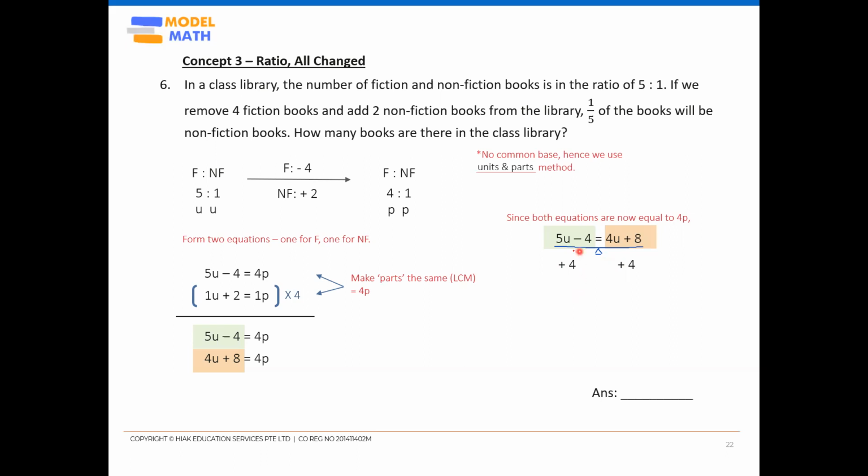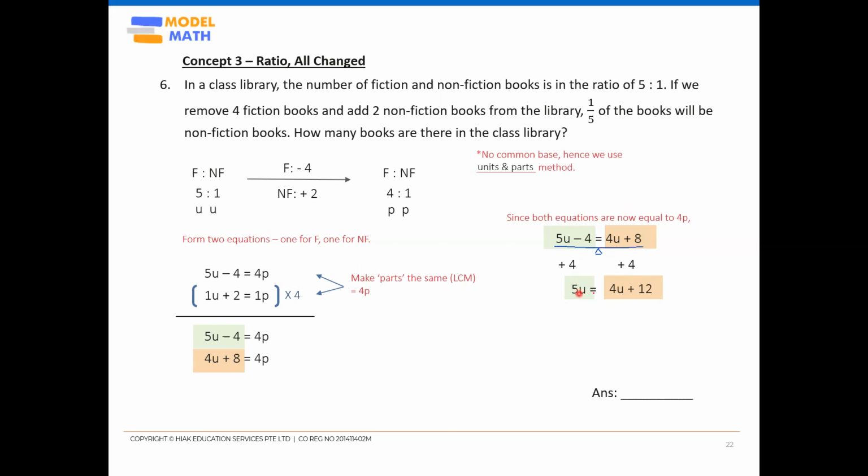Okay, so now we're going to rewrite the equation. 5u minus 4 plus 4. So minus 4 plus 4 means the 4 cancels off already. So the left-hand side is only left with 5 units. Right-hand side, 4u plus 8 plus 4, now becomes 4u plus 12. Can you see now I've reduced it to 3 terms? 1, 2, 3, 4 terms reduced to 3 terms. Once I have 3 terms, can you see it's a lot easier to solve?